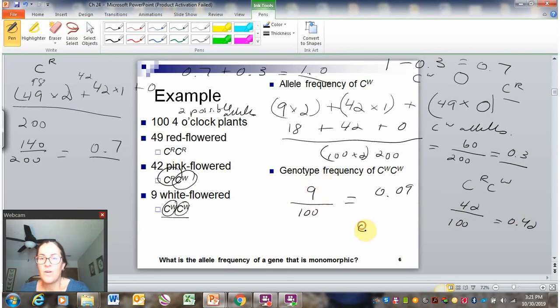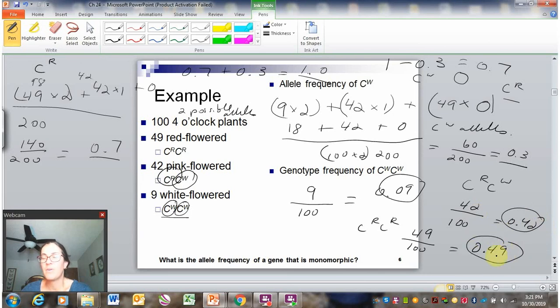And then the last one, the CRCR homozygote, there are 49 of them out of 100 total. So that's equal to 0.49. And if you did the math, all 3 of these values would also add up to 1.0, because that's the total population. So this number plus this number plus this number would add up to 1.0.